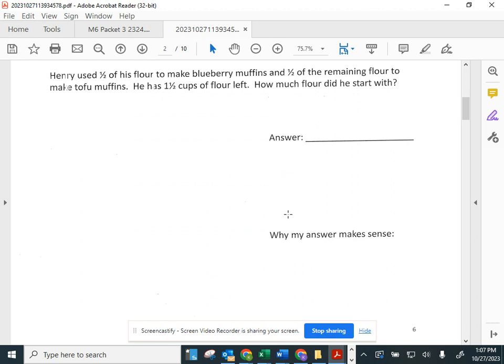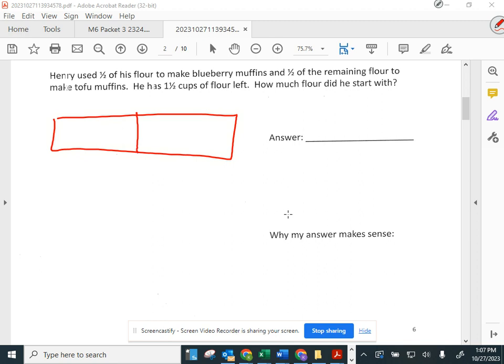So there is mathy ways that we can do this with our fractions, but when I come to a word problem, if I don't automatically know how to do it, I do a picture. So I'm going to say this is how much flour Henry starts with. I know that he used half of it to make his blueberry muffins, and then he used half of the remaining to make his tofu muffins.